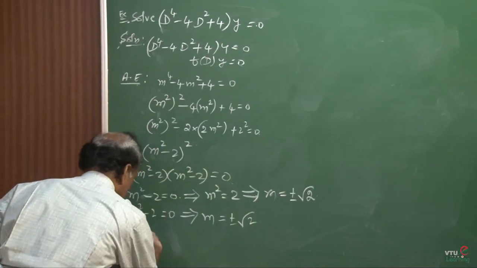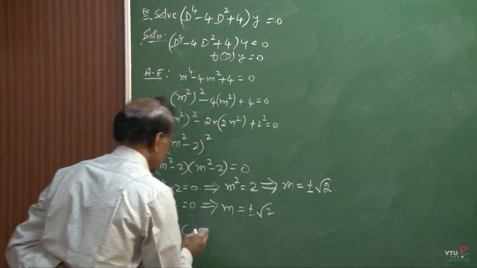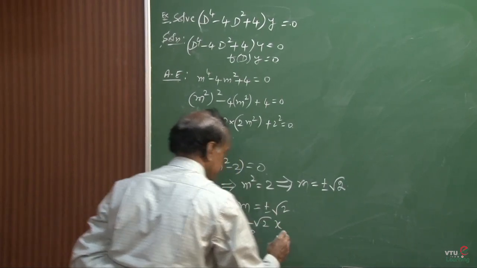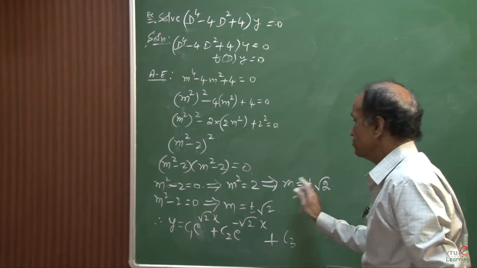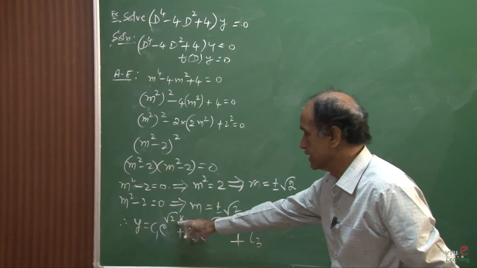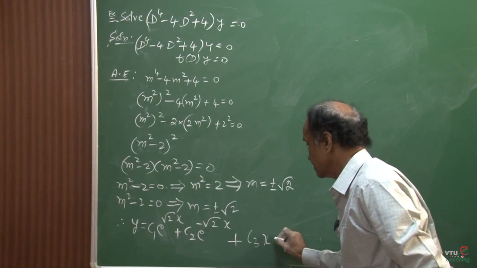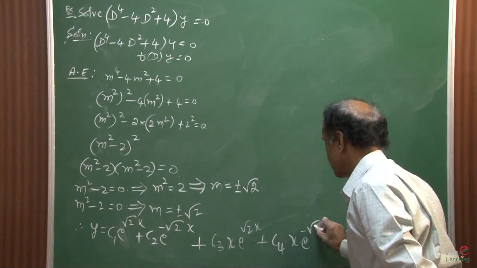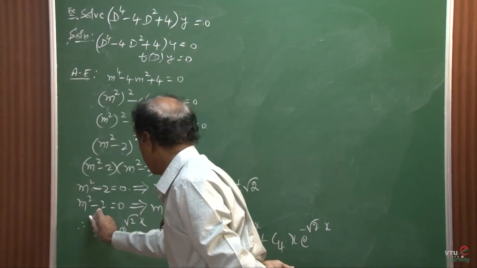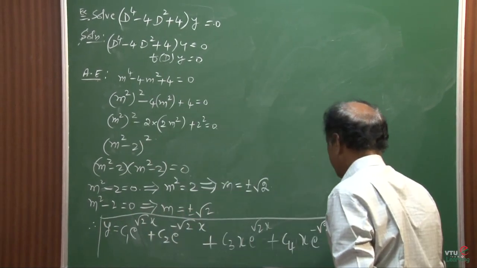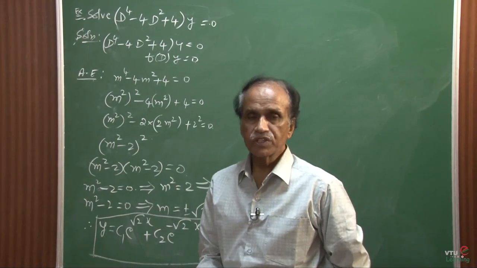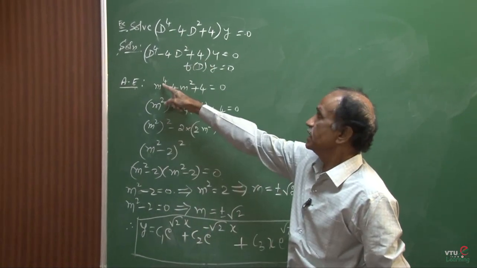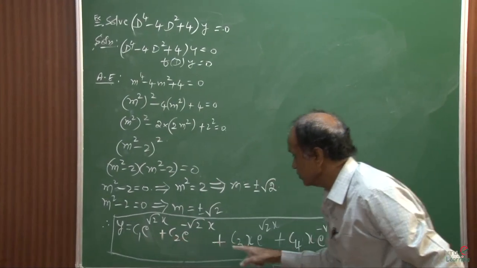Then we will write the solution: y is equal to c1 e to the power root 2 x plus c2 e to the power minus root 2 x, plus c3. The same numbers appear here: with plus root 2 already taken, you must multiply by x, so c3 x e to the power root 2 x, and plus c4 x e to the power minus root 2 x. So this is the solution for the repeated case with a fourth degree auxiliary equation. Fourth degree auxiliary equation means a fourth order differential equation, with four constants c1, c2, c3, c4.